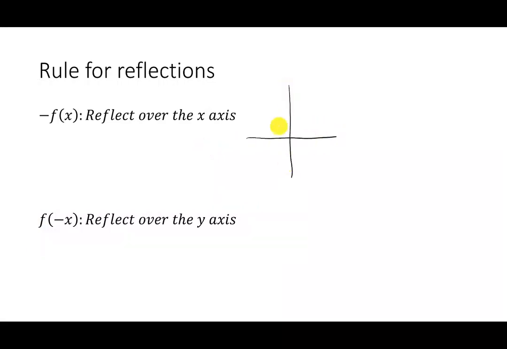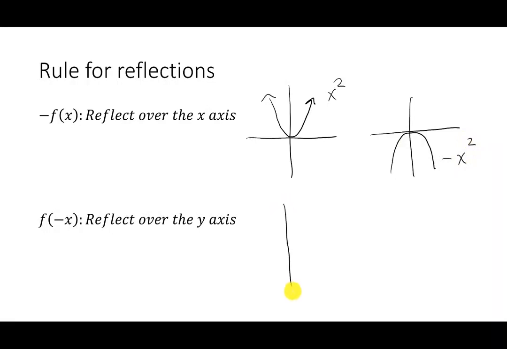Probably the easiest thing to do is show you that really quickly. This is x squared, and if I flip it over the x-axis, this is negative x squared. See how it went upside down? The one I always think about for the y-axis is the square root of x. And then if I flip it over the y, now it's going to the left. This is the square root of negative x. So those are the ones I think of to really help me out.